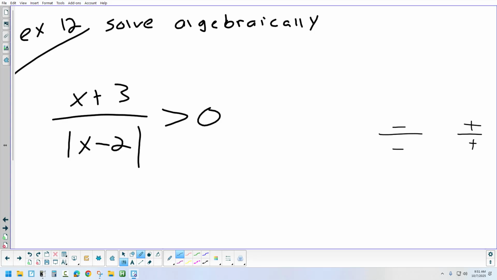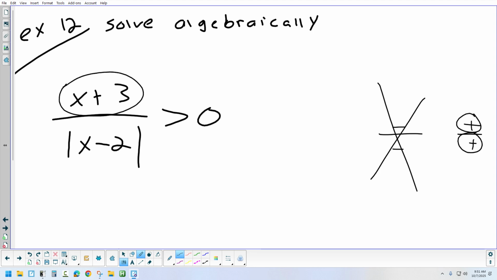Negative. Why would this be impossible? The absolute value. Right, the bottom is never going to be a negative. So the only way that this problem could ever come out bigger than 0 is the top has to be positive and the bottom has to be positive. Well, when is the bottom positive? Always. So I don't have to worry about the bottom. I just have to worry about the top. If you can figure out when the top is positive, then the bottom is always positive, and a positive divided by a positive is always bigger than 0. So we just have to know when the top is positive.